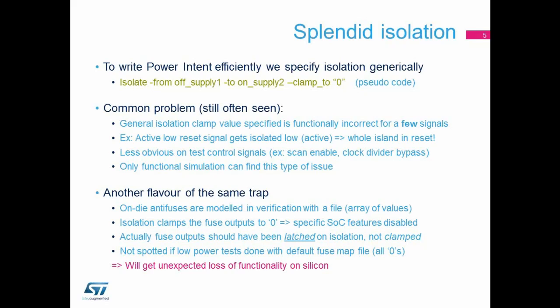What actually happened was it got isolated, and you don't find this if you're using the default values that are in the file. So you could actually get as far as silicon and realize that when you go into isolation, you've switched off some functionality on your silicon that you didn't expect. So it's a kind of a coverage issue, but it's a trap that we fell into once.